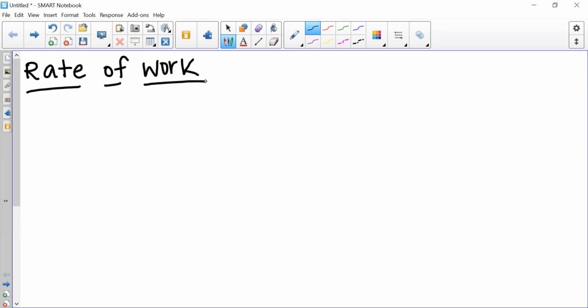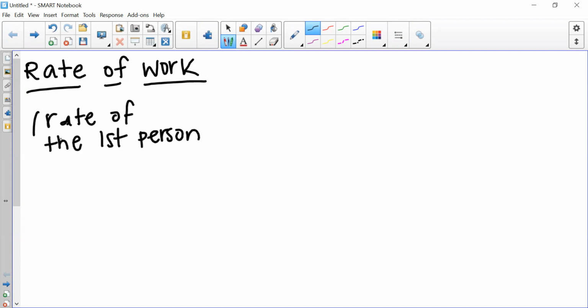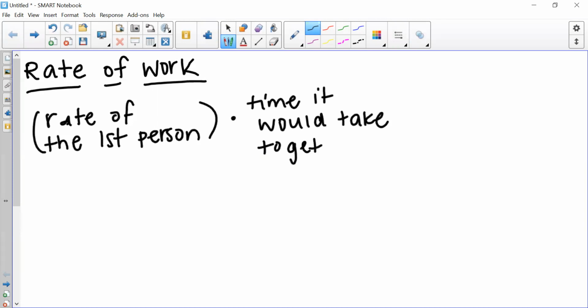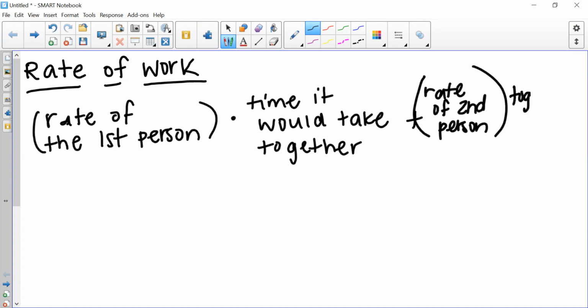So when we set these problems up, we want to think of it like this. So you'll have the rate of the first person times the time it would take if they work together, plus the rate of the second person, again, times the time it would take if they work together, and it's always going to be equal to 1.